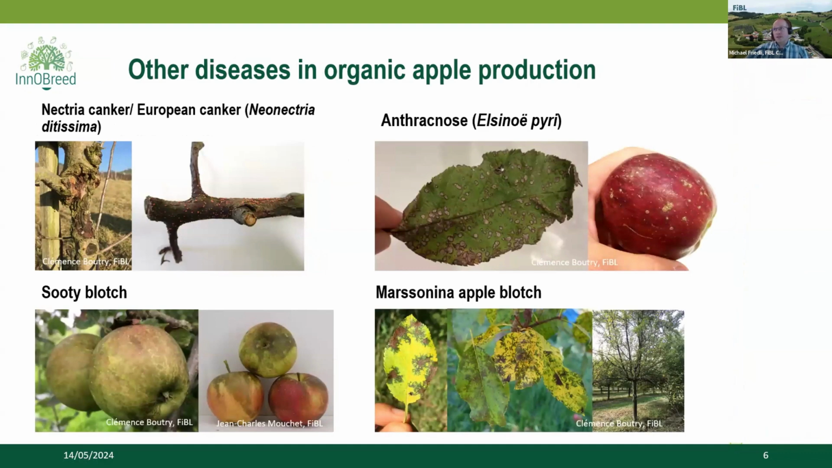There are, of course, also other diseases that can cause problems in the production. For example, the European canker. It's also depending a little bit on the region where you are. Then we also heard before, so anthracnose is something. Then also the sooty blotch is something that, mainly in organic apple production, can cause some issues, mainly for the later ripening varieties. Then also Marssonina apple blotch is a disease that is becoming more and more problematic, especially in organic production and also in quite extensive apple production systems, like it's mostly also done in high stem production.